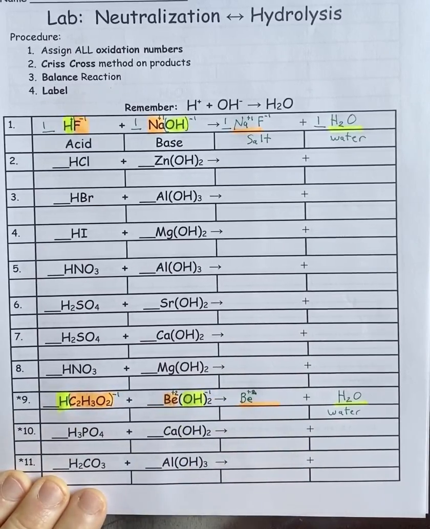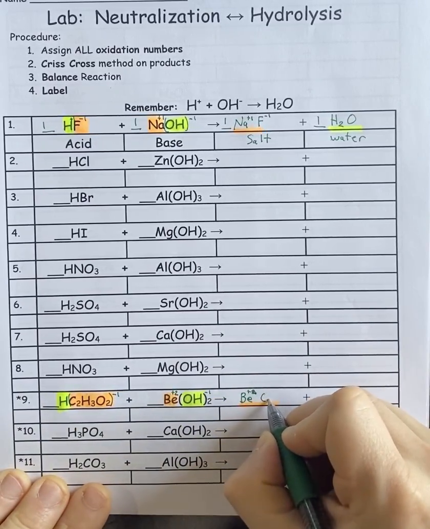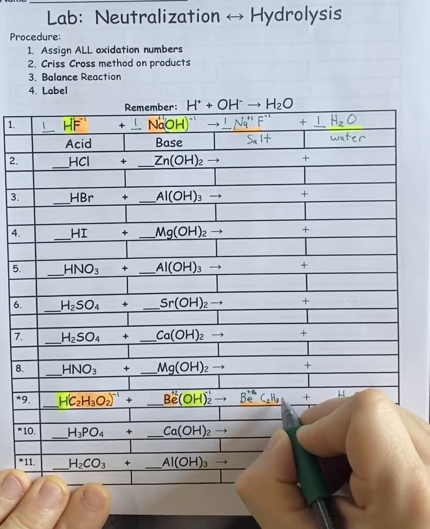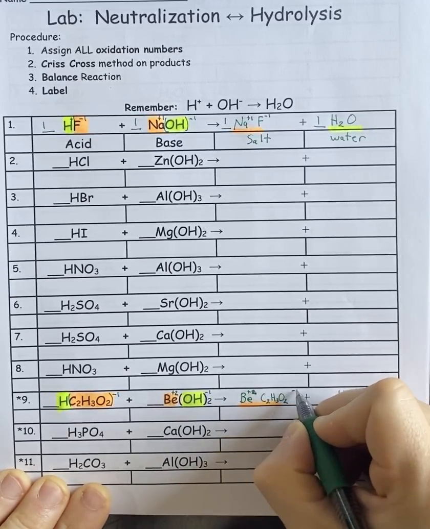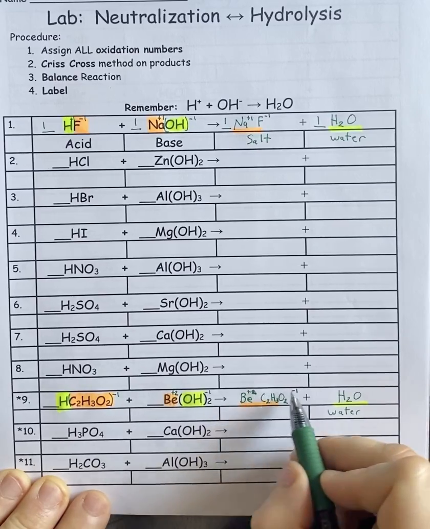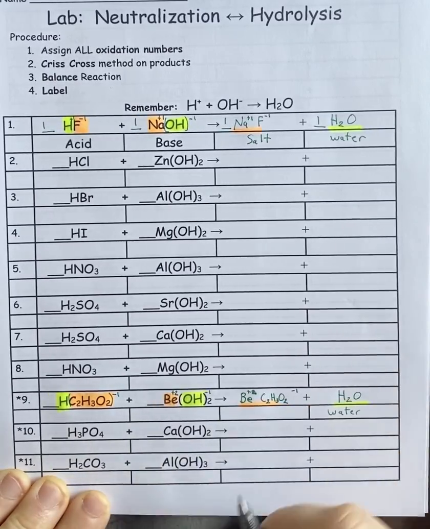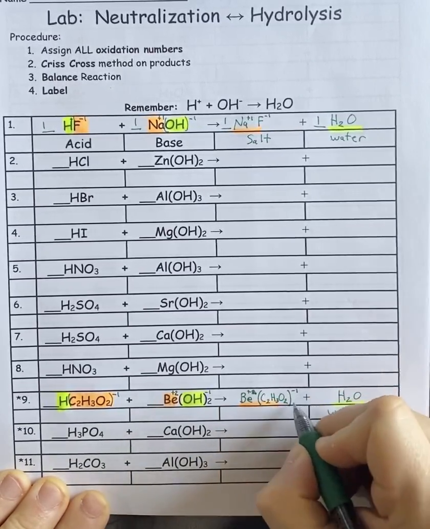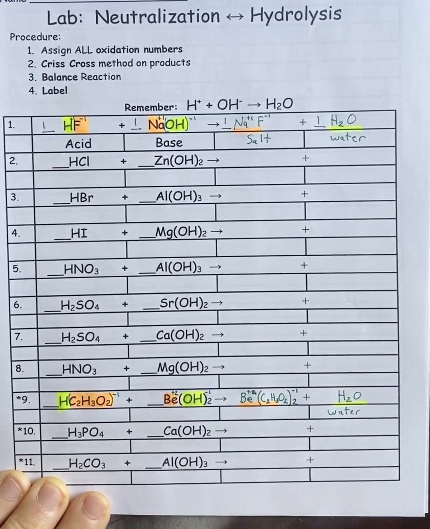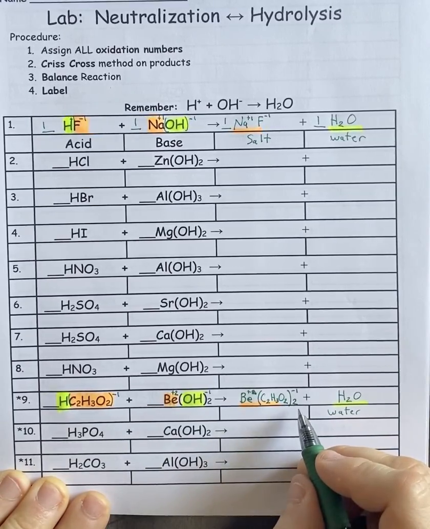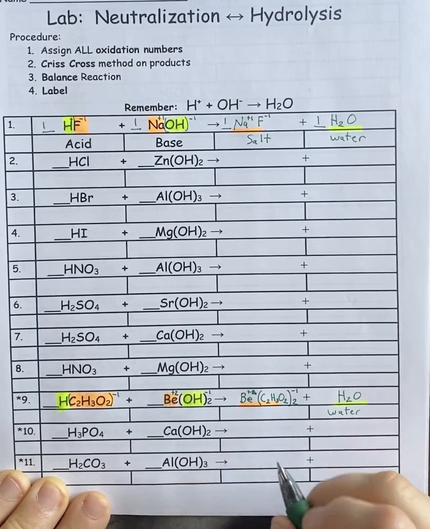It's -1. Okay, so now that is -1. When I crisscross a 2 and a 1, I'm going to get a 1 here. I don't write it. And then this thing would be 2. Okay, so it would be that whole thing doubled. So that's where the parentheses and the 2 came from. This would be our salt.